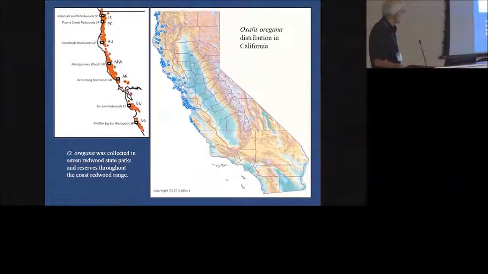About 5 or 6 years ago, I had done a range-wide genetic study of redwoods, and I went back to some of those sites and took samples of Oxalis. I looked at 7 different populations that go from Monterey County all the way to Del Norte County, and I took 10 samples of each.